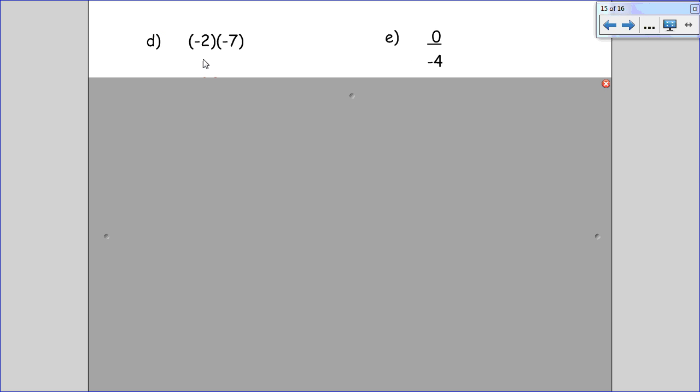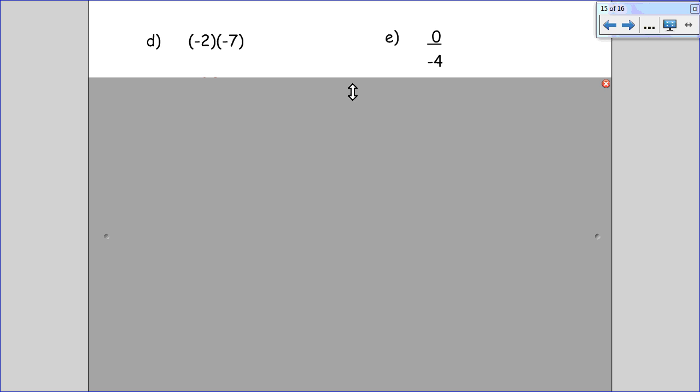A few more examples to go. -2 times -7. Remember, again, the brackets are there. There's no sign in between them. It tells us it's multiplication. So a negative times a negative always gives us a positive. So 2 times 7 is 14.